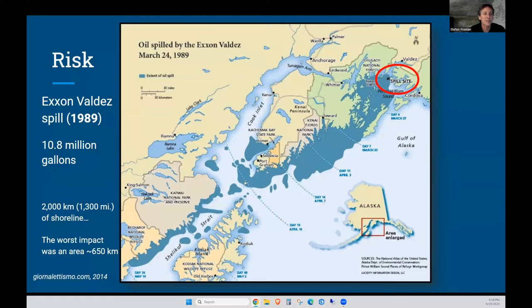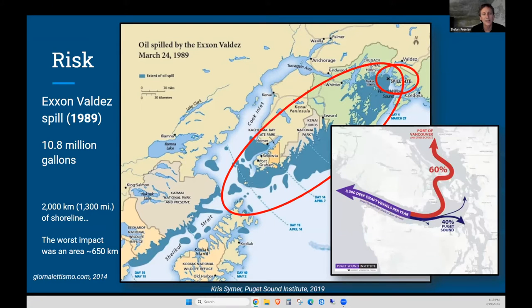many people's worst fears were actualized here in the Exxon Valdez. That red circle up there is where the ship ran aground, dumping 10 million gallons of oil and covering thousands of kilometers of shoreline. The worst area was this stretch of 600 or so kilometers that was almost completely covered in oil.